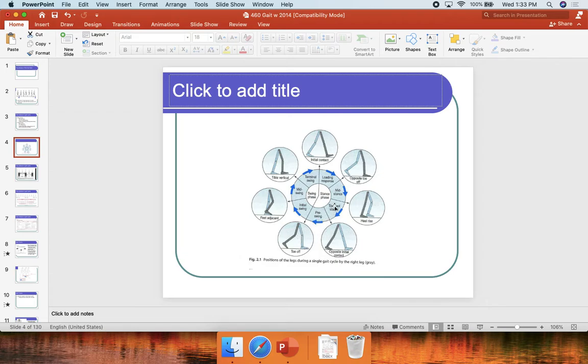This is the point here at the end of our terminal stance at which the other leg begins their initial contact. We move through this pre-swing. We now have a toe-off, so we are now in the swing phase of gait. We have an initial swing, our mid-swing, and our terminal swing leading back into our initial contact.